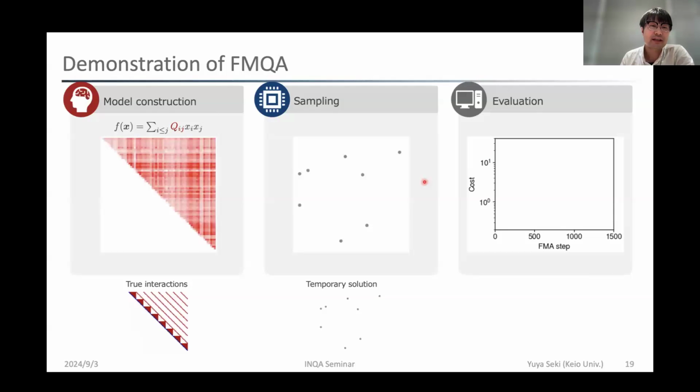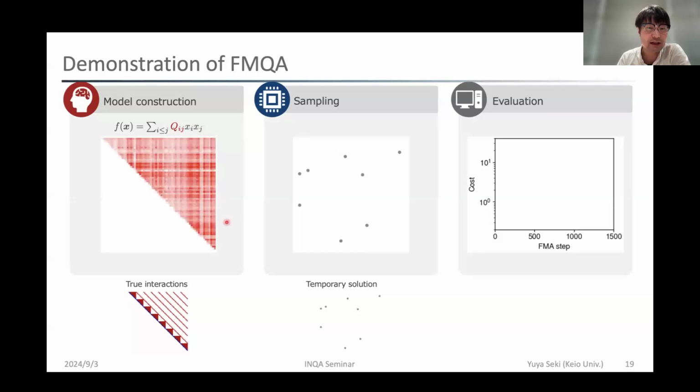Okay, this is a very simple demonstration of FMQA. In this example demonstration, I applied FMQA to find the best solution of the traveling salesman problem. The task of the traveling salesman problem is to find the shortest closed path for the given points, like this. Here we have 8 points, and as you know, it is known that we can find the QUBO form of this traveling salesman problem, but we try to apply FMQA just for the demonstration.